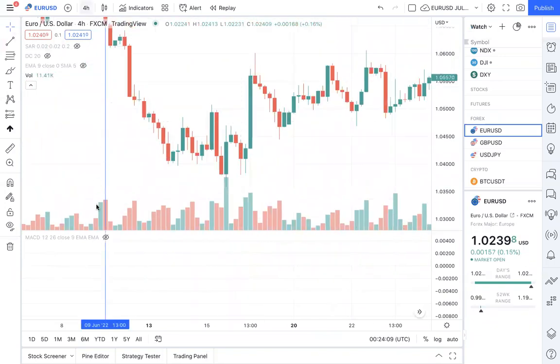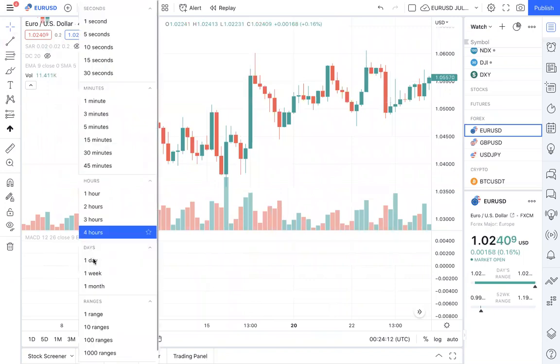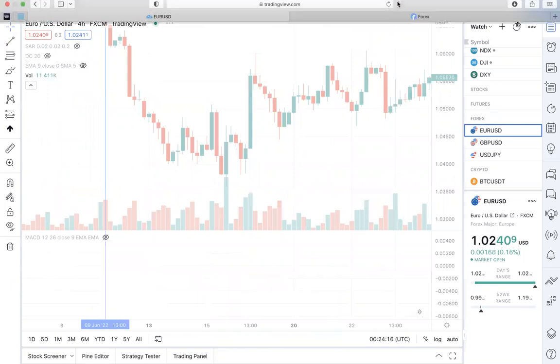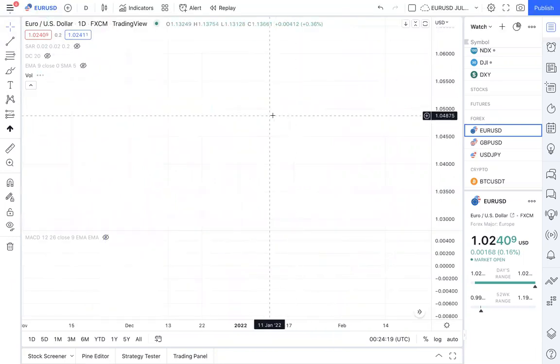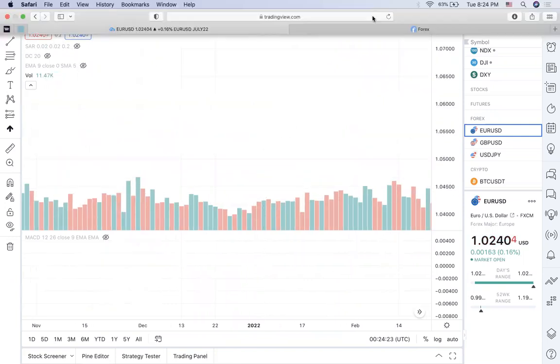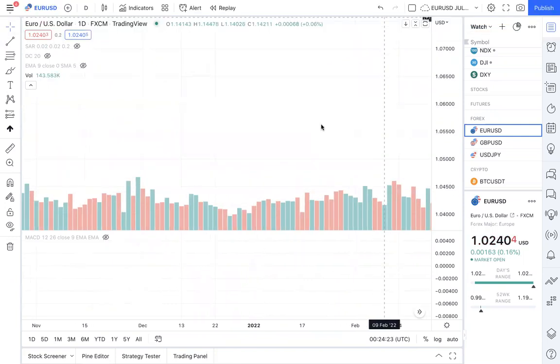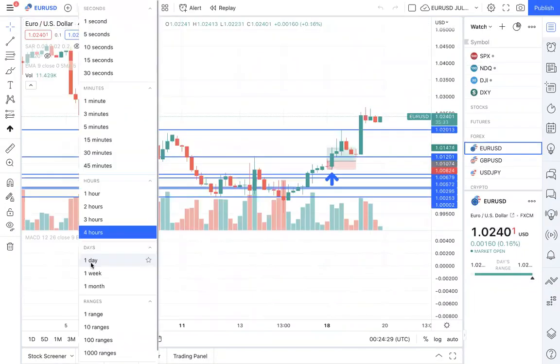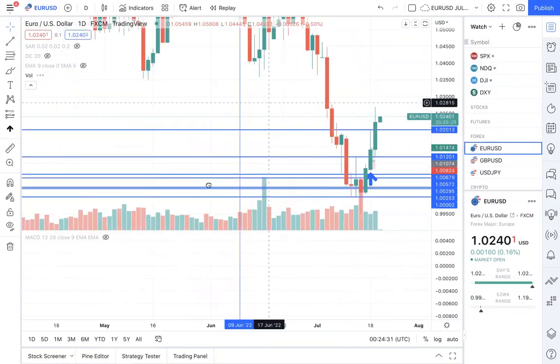First and foremost, I'm just going to put my time frame on a day. We're going to look at this over multiple time frames just to get a more clear analysis. Let me just refresh this. I'm going to change it to today. All right, there we go.